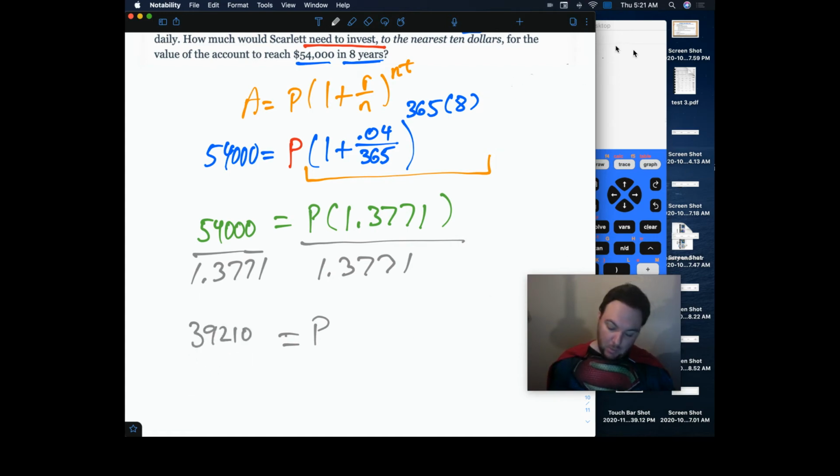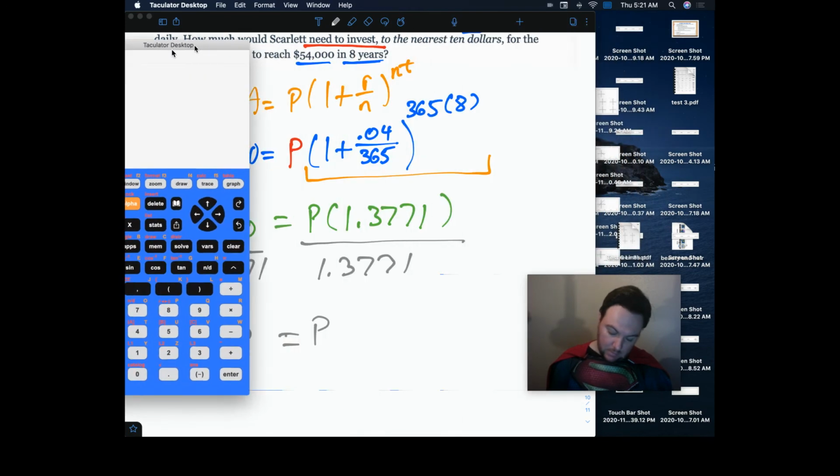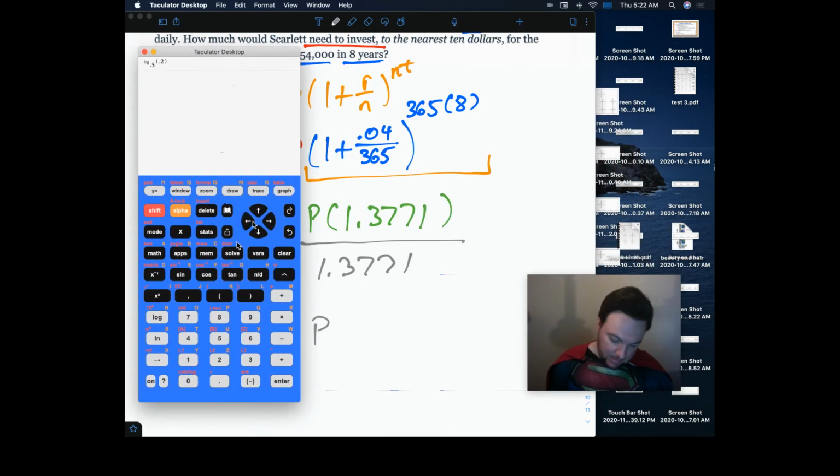I want to make a point here. When I type this in, I'm going to cross my fingers that this calculator doesn't mess up on me again. So 1 plus 0.04 divided by 365, caret, 365 times 8. Okay, so this gave me this really big number.